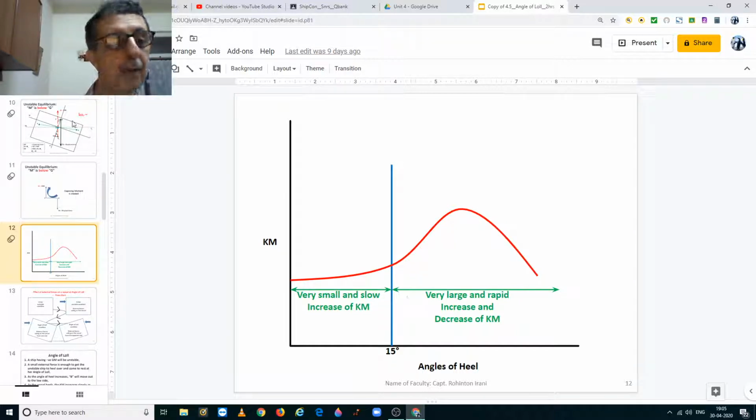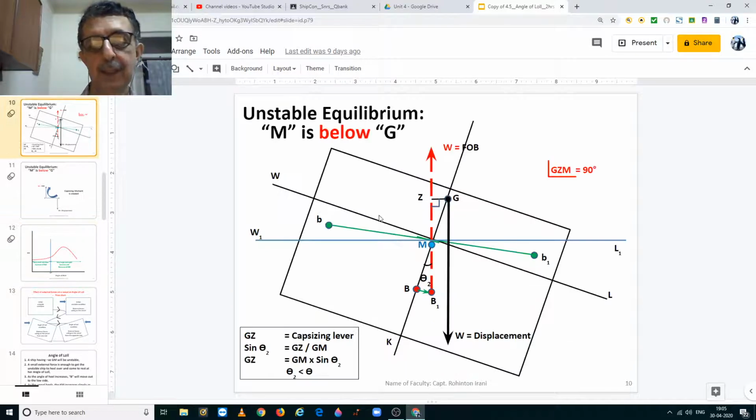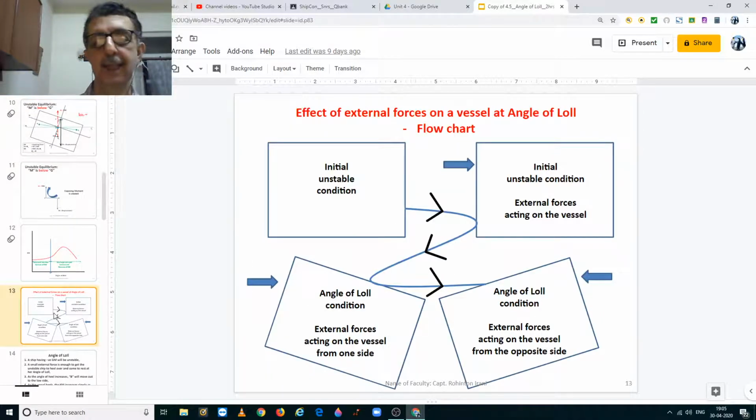Thus, what happens in an angle of Loll condition is the metacenter moves above and below the center of gravity accordingly. The center of gravity stays stationary, the center of buoyancy moves, and the metacenter moves. The center of buoyancy moves further out, and you have a righting lever, righting moment, or it moves closer to the original location of center of buoyancy, and thereby you have a capsizing lever and a capsizing moment. So, in the next slide, we see a flow chart.